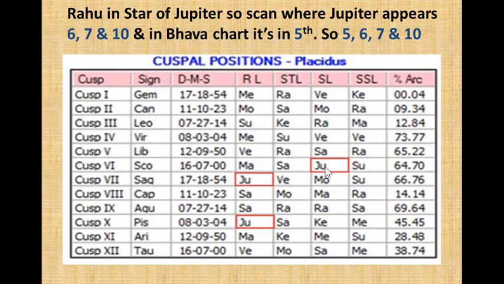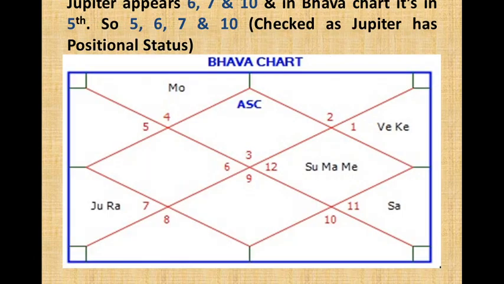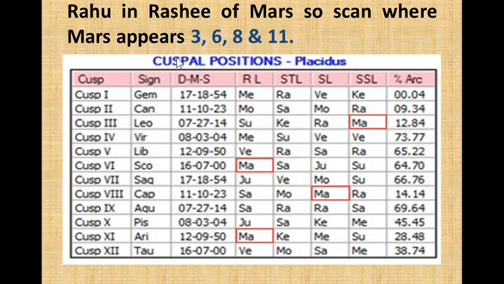So Jupiter appears in 6th, 7th and 10th. And in Bhav chart, it's positioned in 5th. So the total cusp where Jupiter appears is 5, 6, 7 and 10. Rahu is in the Rashi of Mars, so we have to scan where Mars appears.